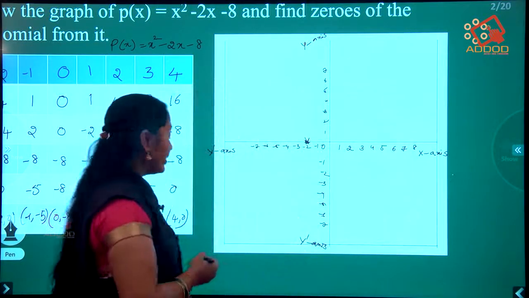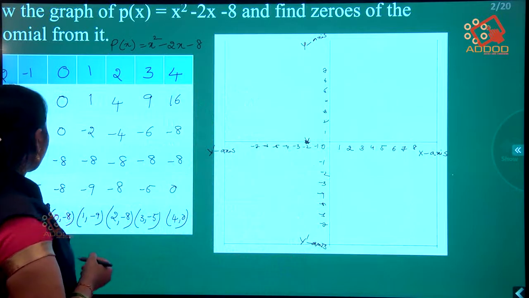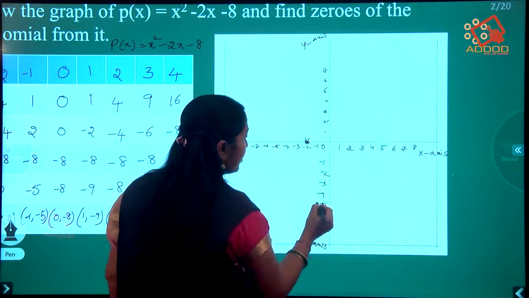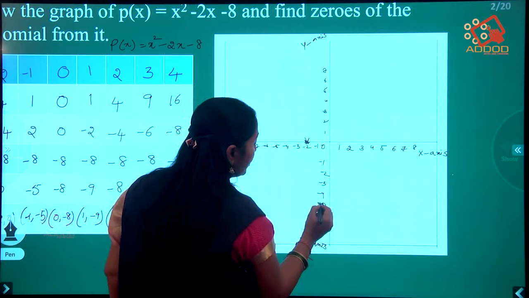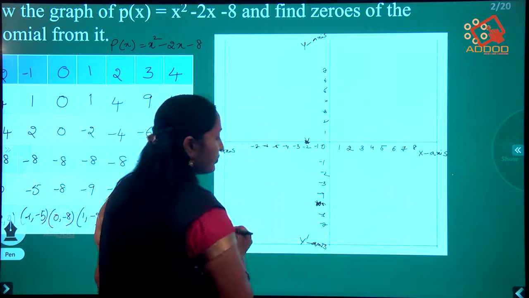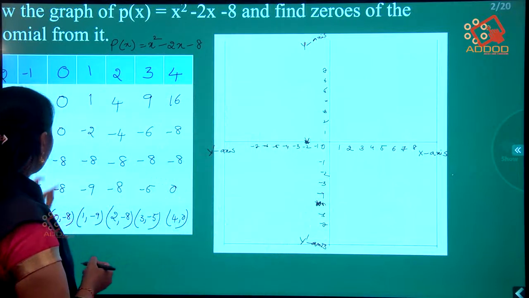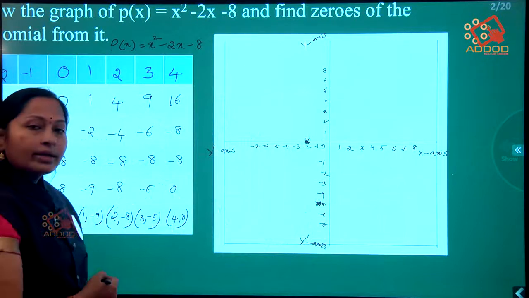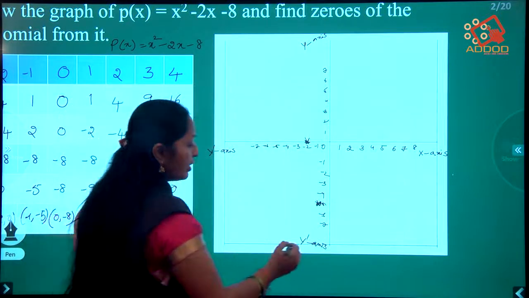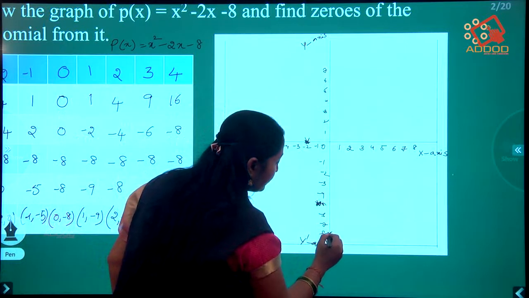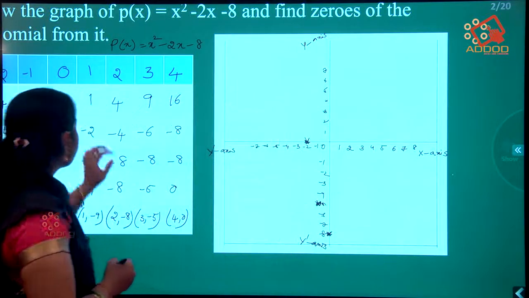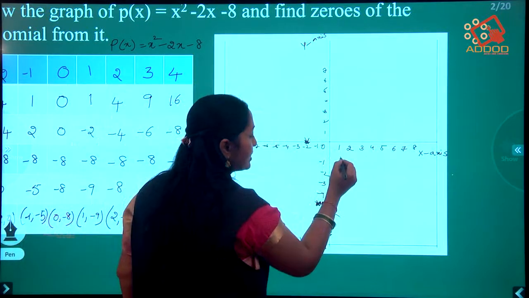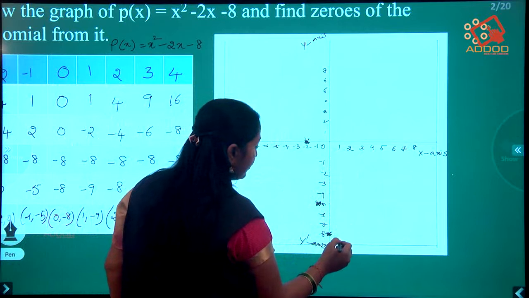Now represent. Then after, for minus 1 comma minus 5, in the y-axis minus 1 and minus 5 will be here. Next point is 0 comma minus 8. For 0 comma minus 8, the x value is 0, so it must be at minus 8. Next, 1 comma minus 9. So the positive x-axis is 1 and minus 9, somewhere here it is.